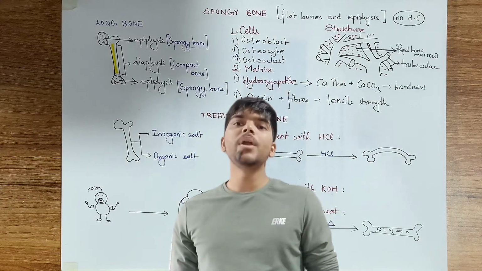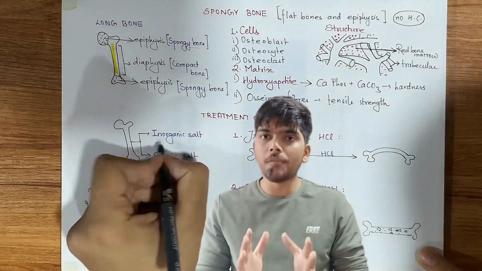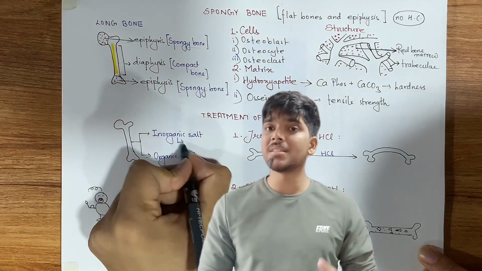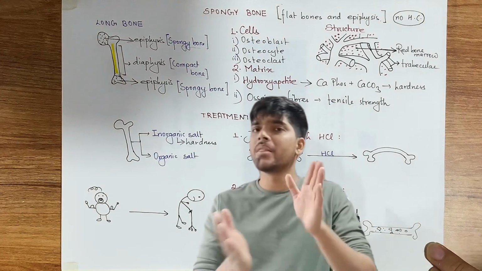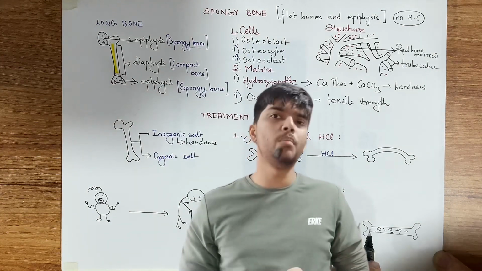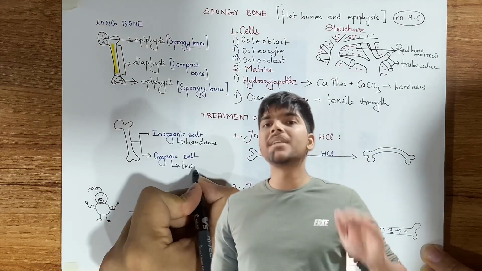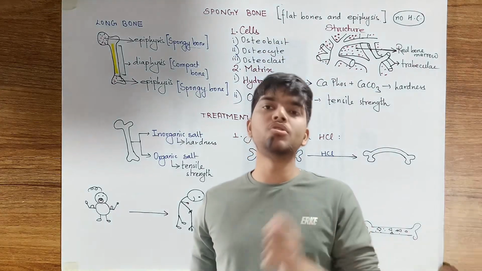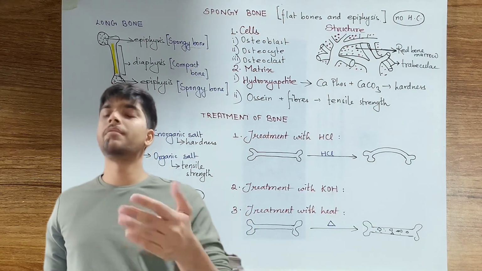Now let's look at the treatment of bone with different substances. Your bone consists of organic and inorganic substance. As inorganic substance, there are your inorganic salts that include calcium carbonate and calcium phosphate that together make hydroxyapatite, and that's what provides hardness to your bone. While the organic part includes your bone matrix protein osein, as well as a few fibers that provide tensile strength to your bone. Let's look at the treatment of this bone with different stuff.